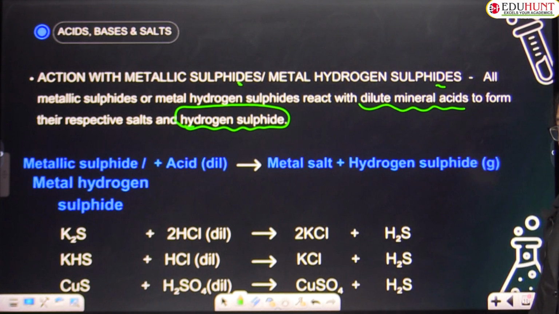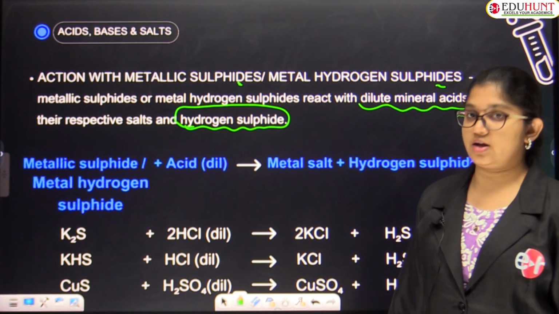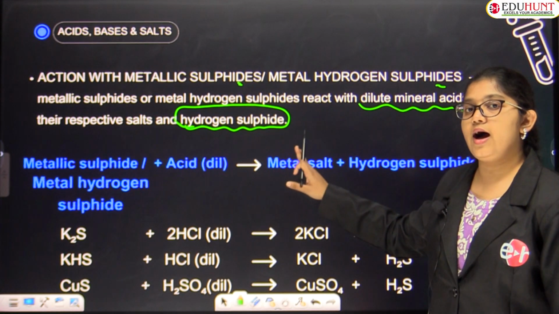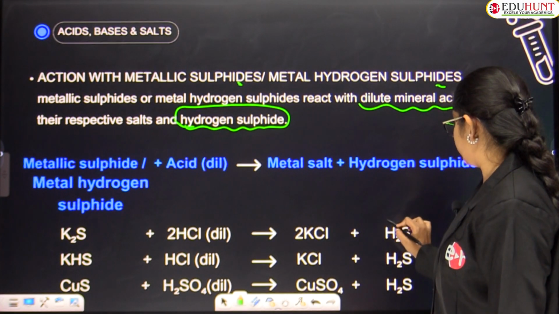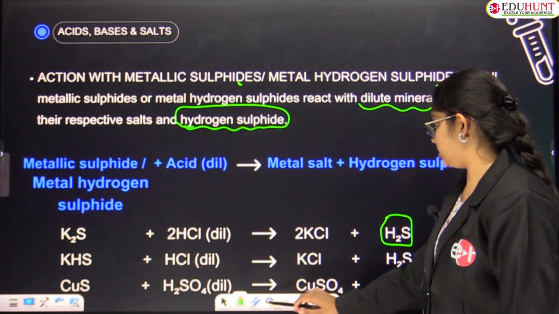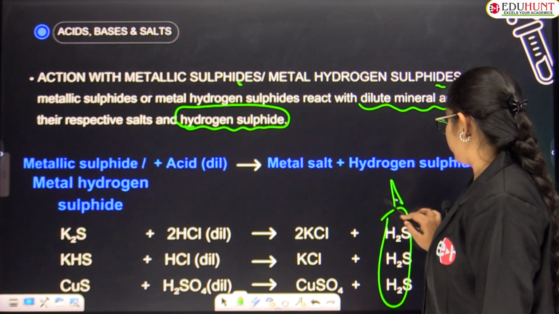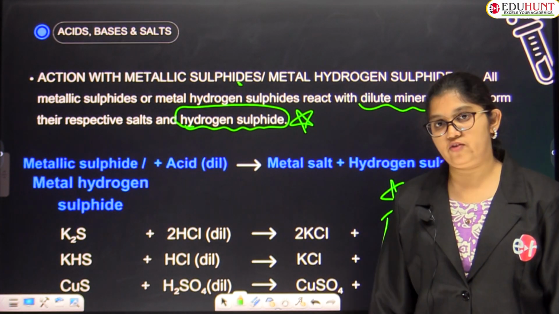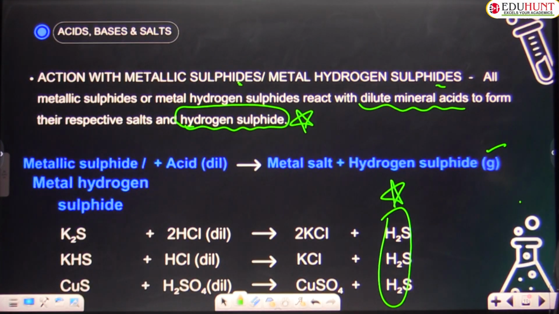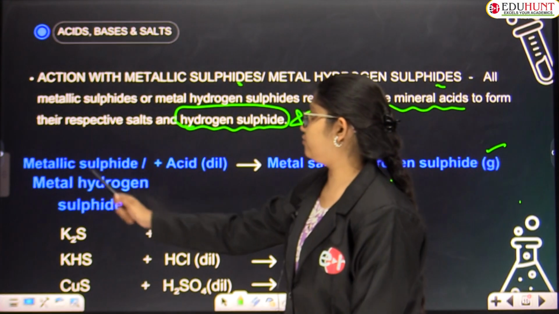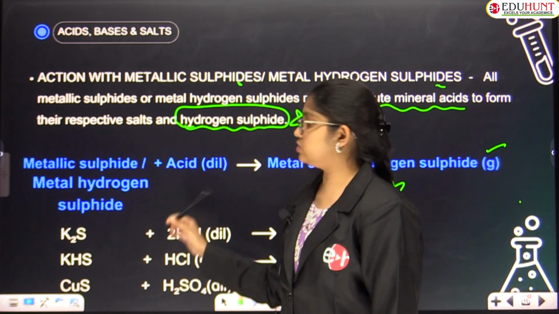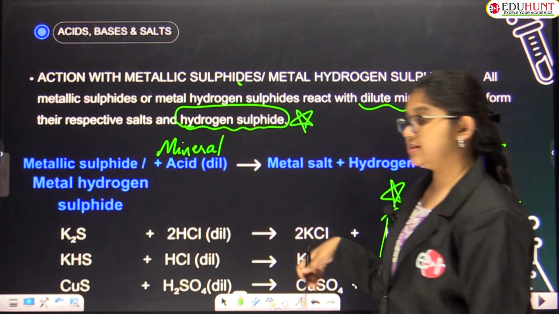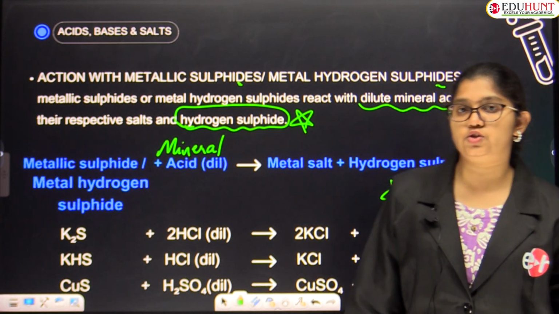But in hydrogen sulfides, we are not observing any water molecule in the products. Now these are the products: we have simply the respective salts and also hydrogen sulfide, represented as H2S. Hydrogen sulfide is the main important key over here. In the metallic sulfides, we have the liberation of hydrogen sulfide gas, H2S. Now, a metallic sulfide or metal hydrogen sulfide reacts with dilute mineral acid. It gives rise to metal salt plus hydrogen sulfide, just in gaseous form.